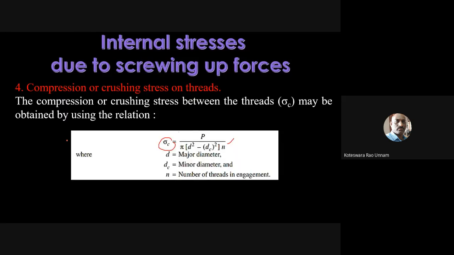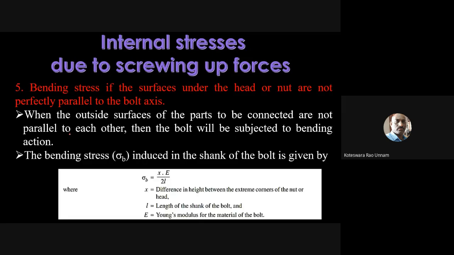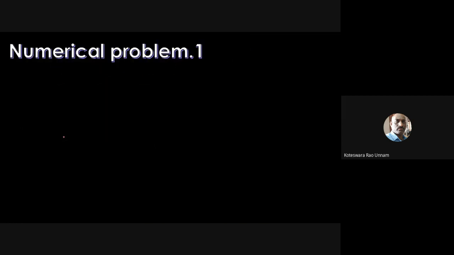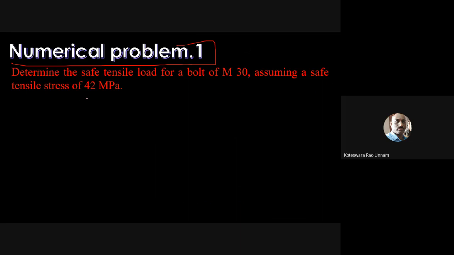Okay, right. So now we'll take up 2 small problems on this: how we can compute the tensile stress, or, if you know the allowable tensile stress, how we can compute the tensile load carrying capacity of the bolt. So we'll consider the first numerical problem: determine the safe tensile load for a bolt of M30, assuming a safe tensile stress of 42 MPa. This is just a simple problem for 2 marks.